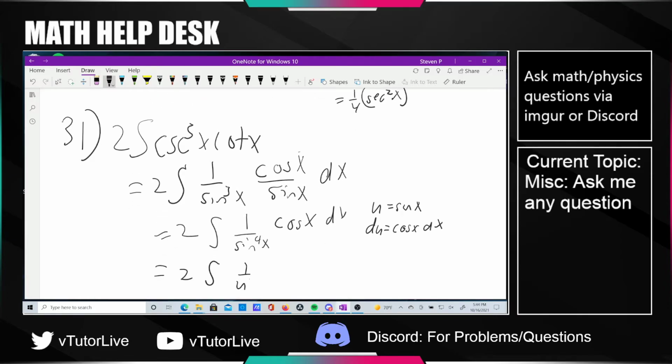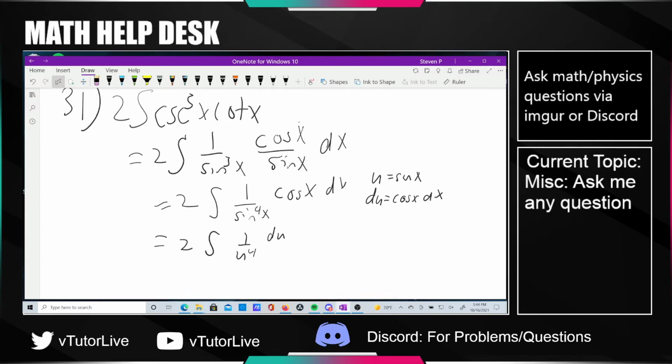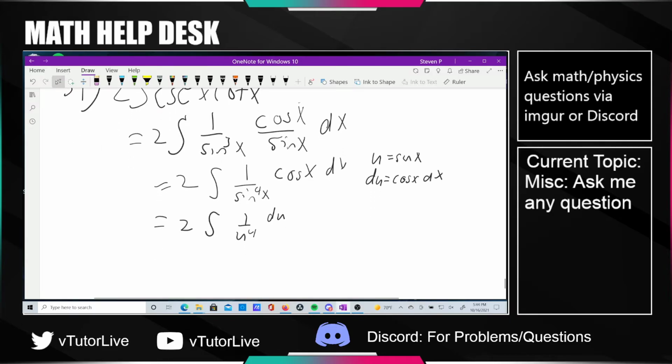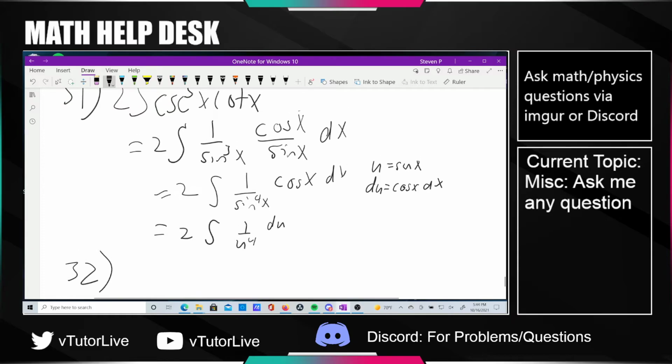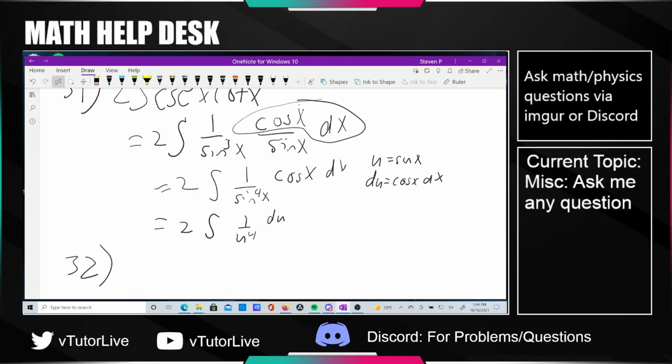The integral of 1 over u to the 4th du, right? And you all know how to do this. This is one of the elementary integrals. Not so bad, right? So I think the biggest thing to take away from this part is to try to look for ways to have sine to some power and then cosine x dx, as your output from taking the derivative.